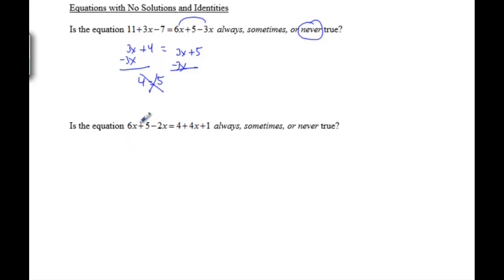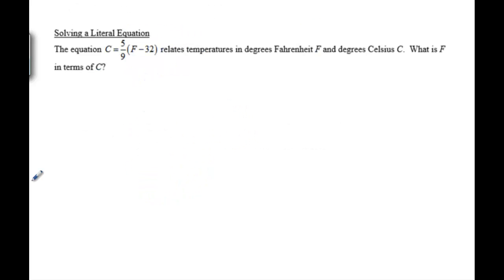Okay. So what about 6x plus 5 minus 2x equals 4 plus 4x plus 1? Let's, again, combine like terms first. If we were going to solve for a variable, we get 4x plus 5 equal to 4x plus 5. Is 4x plus 5 equal to 4x plus 5? Yes. If you're confused, it's okay. Let's move the 4x over, and you get 5 equal to 5. Is that true? Yes. So is 5 always equal to 5? Always. Last one. Solving a literal equation.